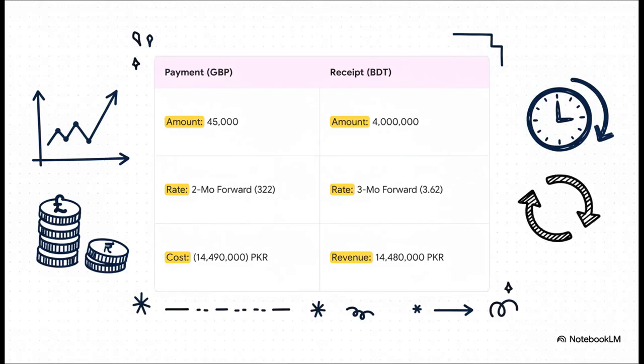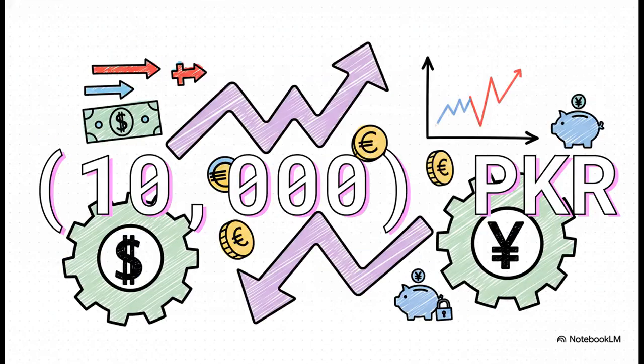So here's how that actually plays out for them. For the payment they owe, they use that locked-in 2-month forward rate. For the money they're expecting, they use the 3-month forward rate. And here is the absolute key. Right from the beginning, they know their exact cost and their exact revenue in their own currency. All that Forex risk is just gone. And this just perfectly shows what hedging is all about.